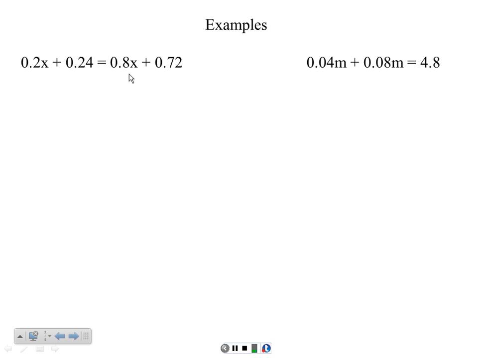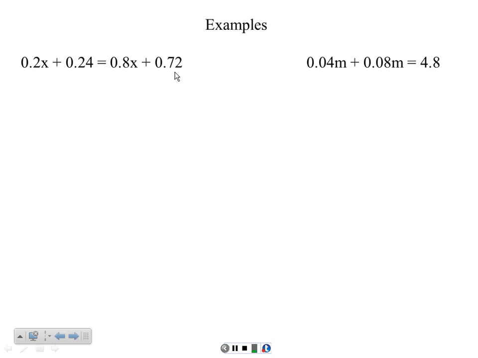So again, if I was looking at this equation, I see that I have x terms on opposite sides and I have constant terms on opposite sides. So I need to get like terms on the same side. But I'm going to show you how to get rid of the decimals first.